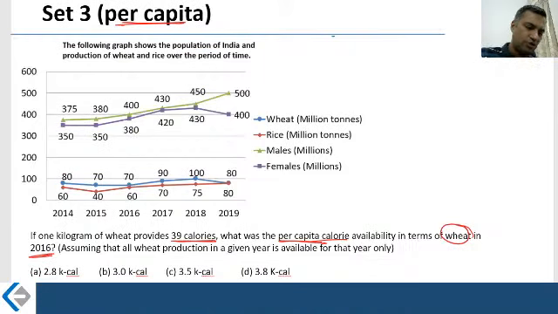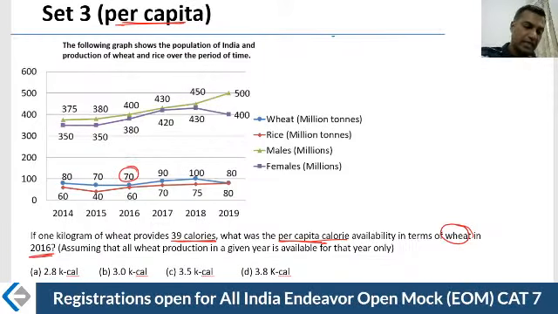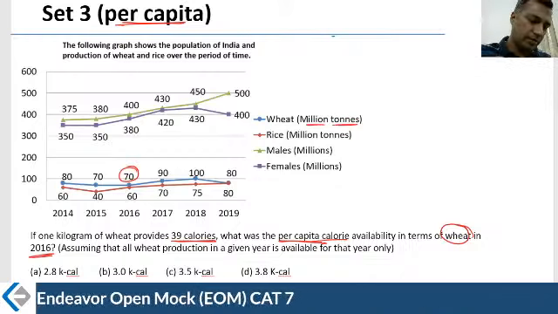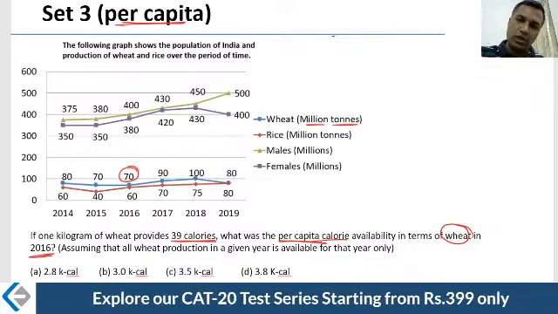2016. Very good. Let's go to 2016. What is the wheat value here, friends? 70. But what is the 70? 70 million tons. How do I calculate the per capita? I'll first calculate how many calories are available divided by how many people are there. Total number of calories divided by total number of people gives me calories per person. Very good. That's perfect.